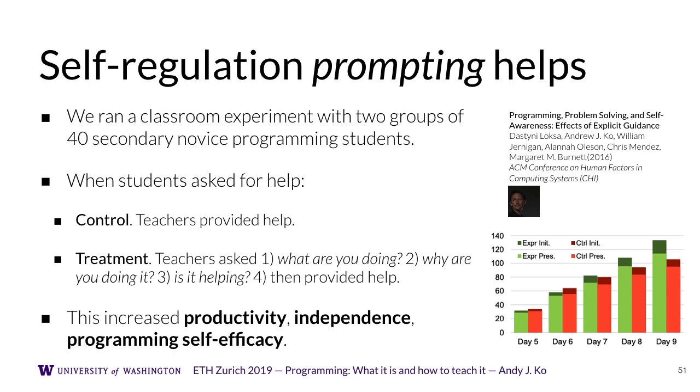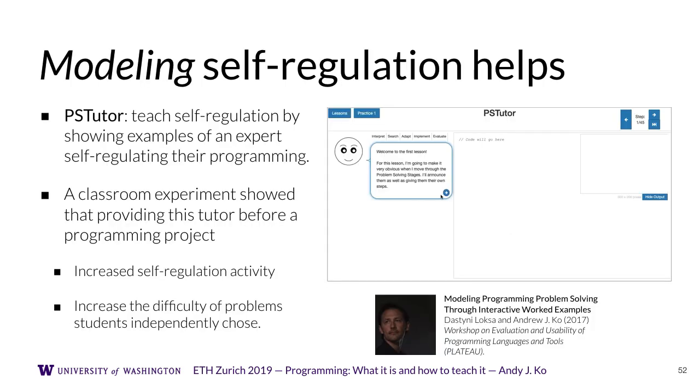So the big question from this work was, how do we scale some of this? What if you don't have a classroom with enough TAs to provide a lot of this prompting feedback? Well, we've shown that modeling self-regulation, even in a tool, can help as well. This is the problem-solving tutor. It teaches self-regulation by showing examples of an expert self-regulating their programming. This expert is this little smiley face guy. I'll show you a quick example of it running here.